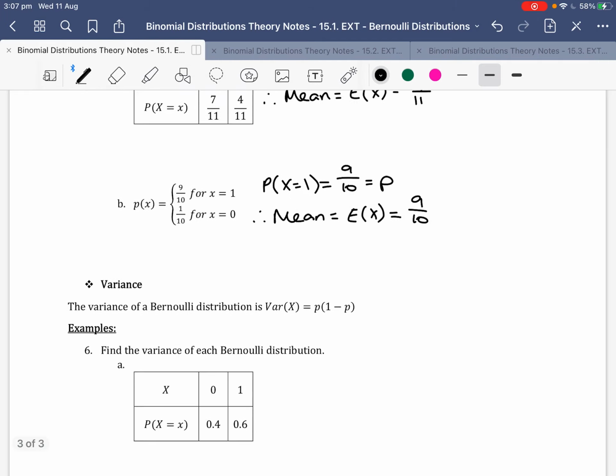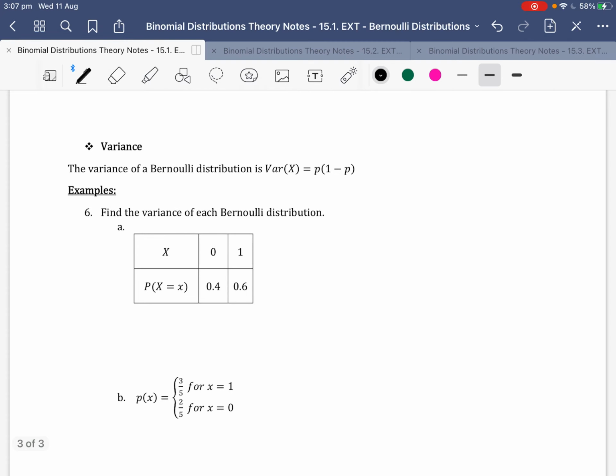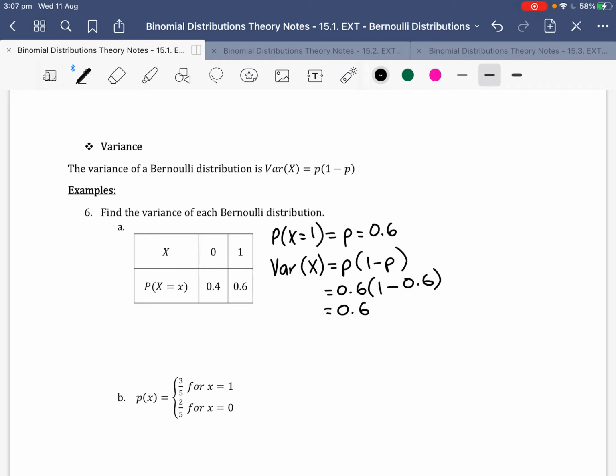Then variance. The variance of a Bernoulli distribution is Var(X) equals p times (1 minus p). And we have our last example here, and we want to find the variance of each Bernoulli distribution. The probability of X equals 1 is equal to p, which equals 0.6. So our variance of X is p(1 minus p). That equals 0.6(1 minus 0.6). So that's 0.6 times 0.4, which equals 0.24.